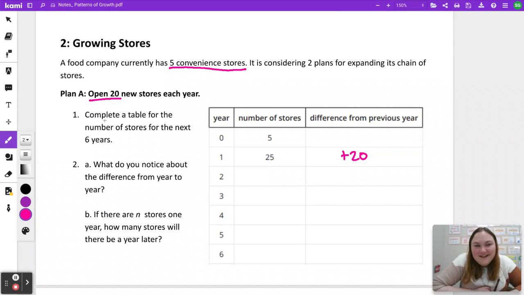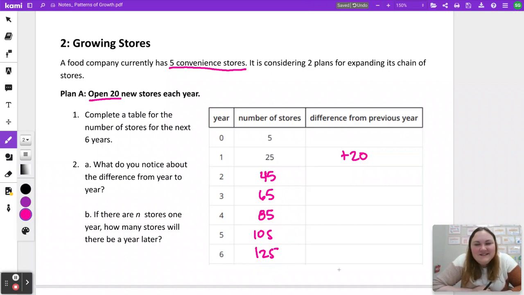Well, that pattern of opening 20 new stores each year is going to continue. So by year 2, we're adding another 20 stores, which gets us to 45. Year 3, they're going to open another 20 stores. That gets us to 65. And then we've got 85, 105, 125. And we could keep going, right? But our table ends at year 6.